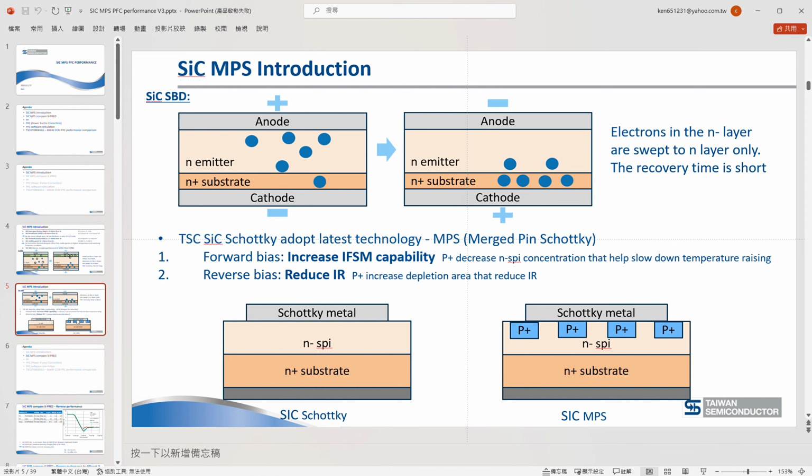For TSC silicon carbide Schottky, we adopt the latest technology, MPS, the merged PiN Schottky. This is the silicon carbide Schottky die structure. We add a P-well here. It has 2 benefits. The first benefit, in forward bias, is that it can increase the maximum forward surge capability. The second benefit, in reverse bias, is that it can reduce the leakage current.